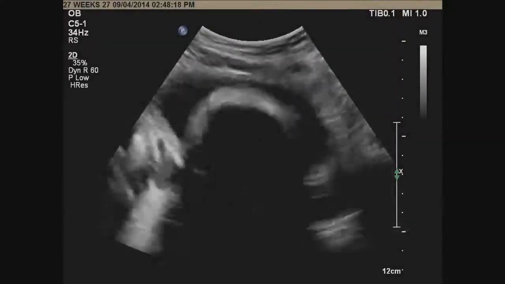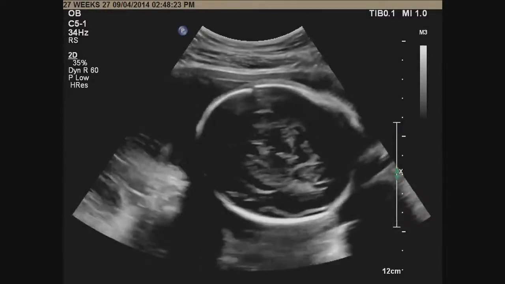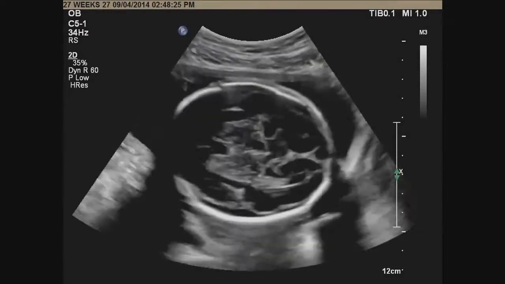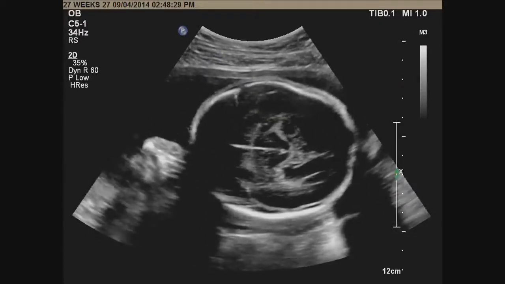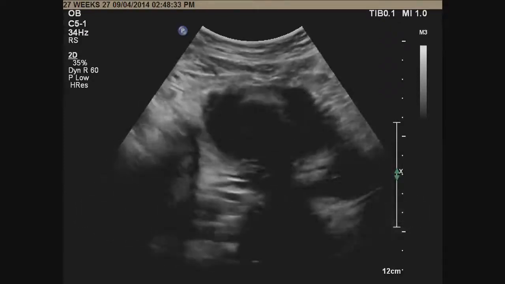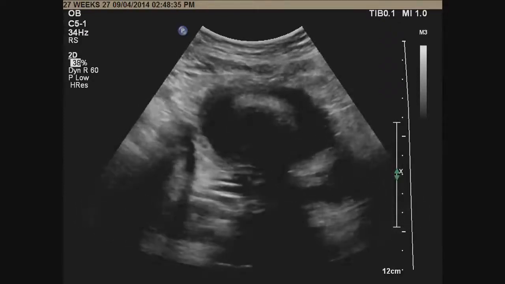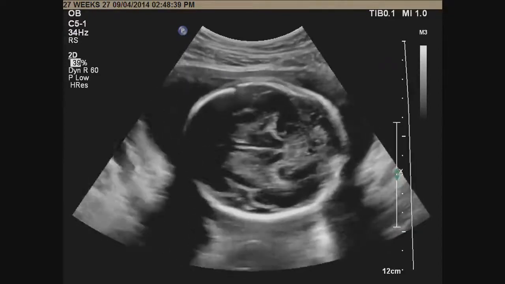We have with us a patient who is pregnant at 27 weeks. I usually start by looking at the presentation of the fetus. Can you see? Looking good? Okay. So we have a cephalic presentation. I'm angling towards the lower pelvis as I come up. So we have a cephalic presentation.